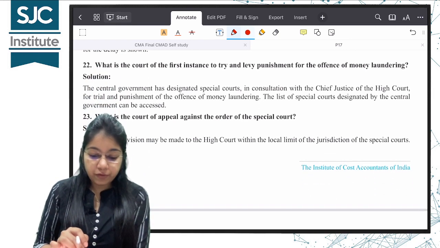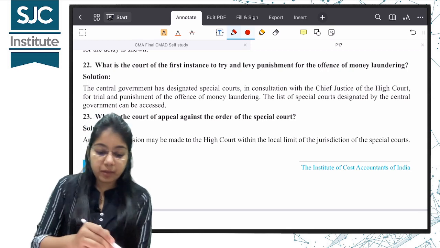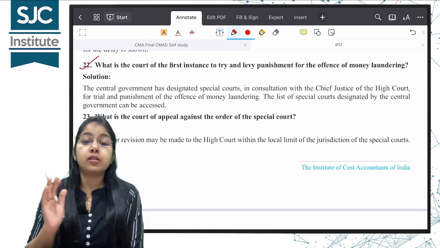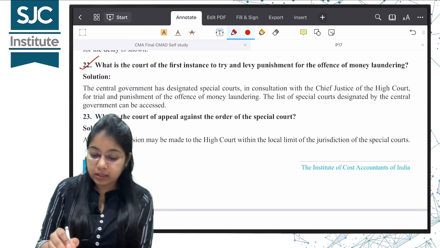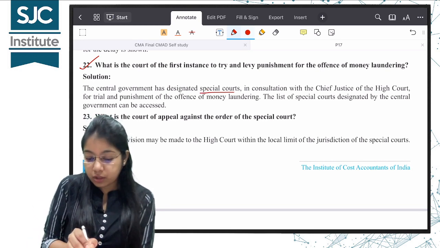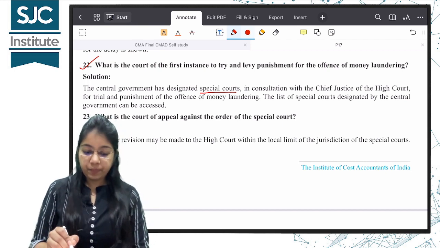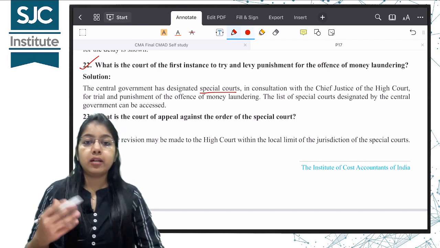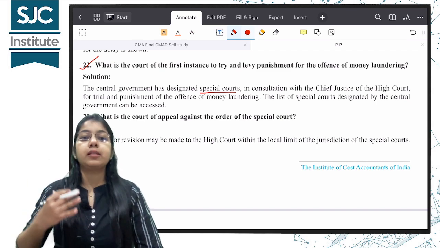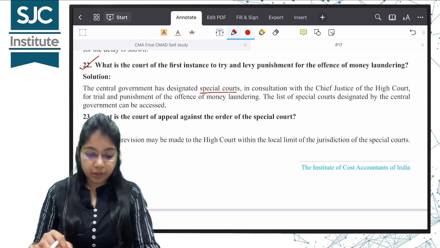What is the court of the first instance to try and levy punishment for the offence of money laundering? The first court in which a trial can be done is the special court. The government has designated special courts, so in the first instance, the trials will be conducted by the special courts.